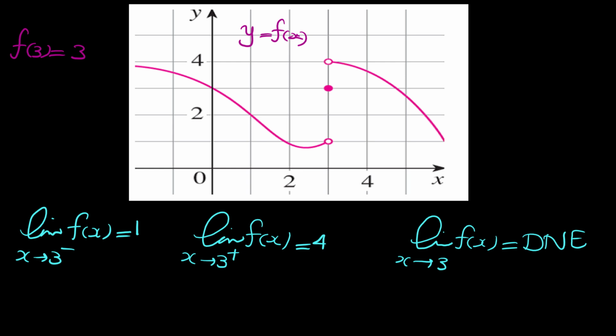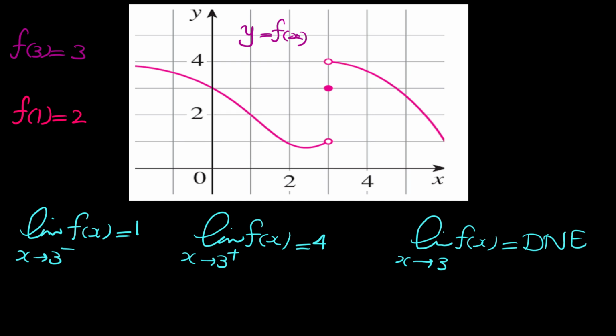Now let's consider another point to check this. For that point, we want to find the value at the point, and also we want to find the limit of the function at that point. For example, let's consider 1. What is f of 1? When x is 1, the y value of the function is 2. So f of 1 is 2.